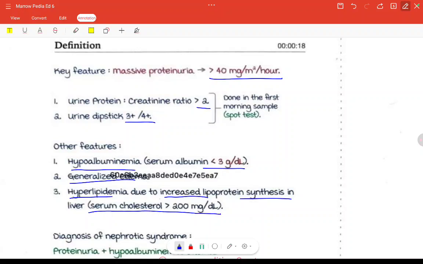So what we saw, there will be massive proteinuria, urine dipstick 3 plus and 4 plus positive for protein, and urine protein to creatinine ratio more than 2. Serum albumin less than 3 gram per deciliter, generalized edema, hyperlipidemia, and serum cholesterol of more than 200 mg per dl.